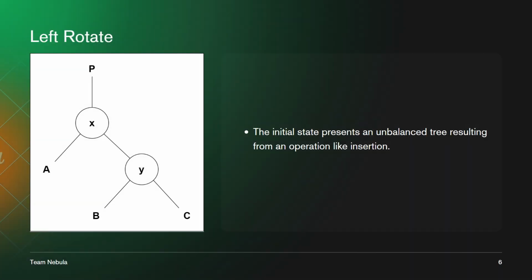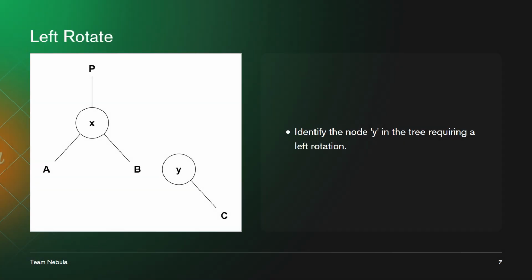Now, let's dive into the details of left rotation in an AVL tree. This operation helps in rebalancing the tree. Here is how it works. First, we have our tree, which might have become unbalanced due to an insertion or some other operation. Now, we identify a specific node in the tree. Let's call it Y, which needs to be rotated to the left.